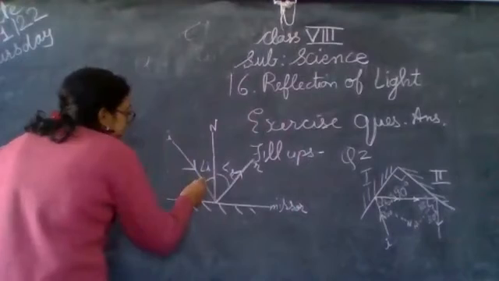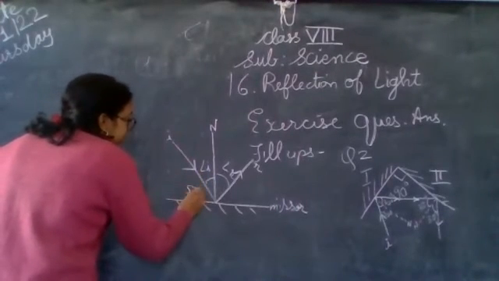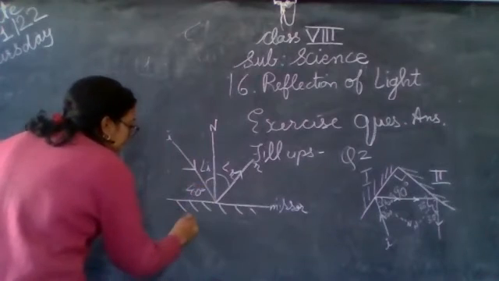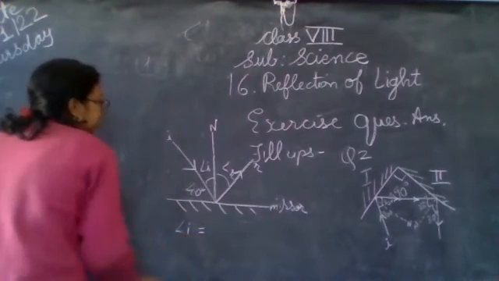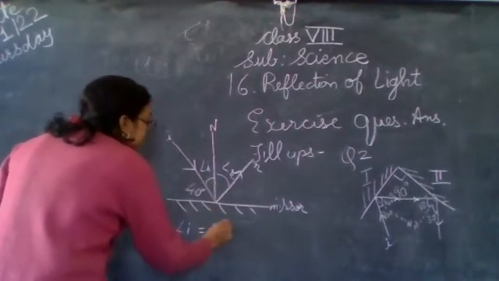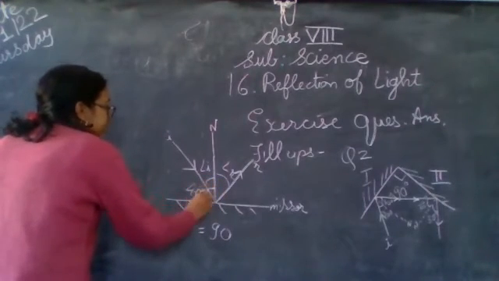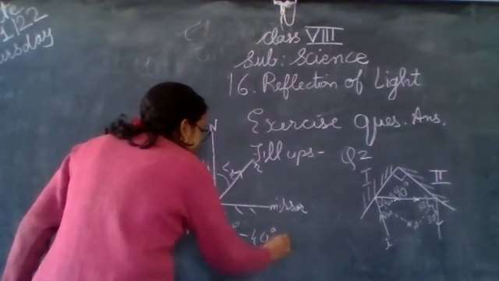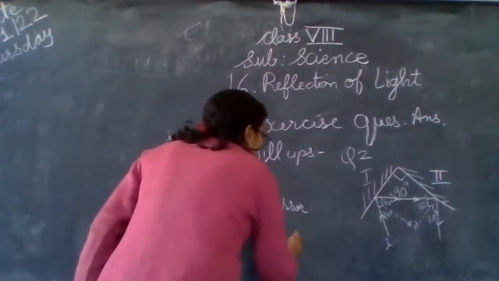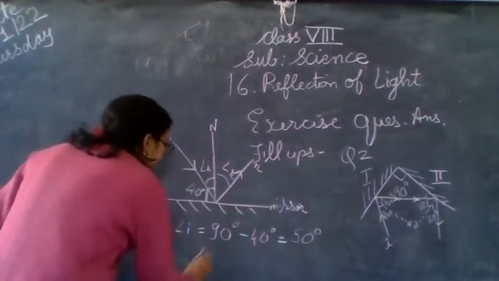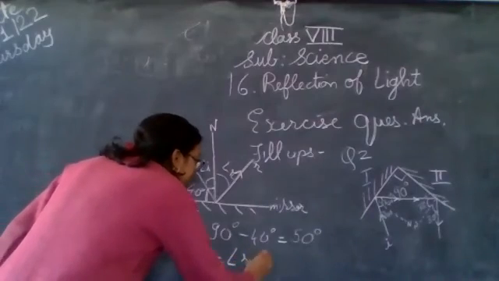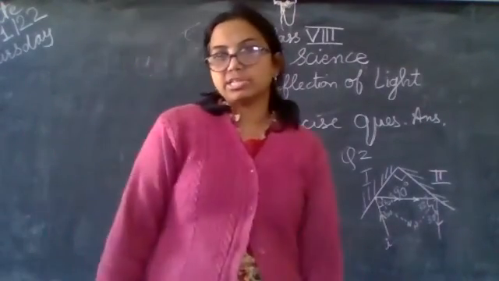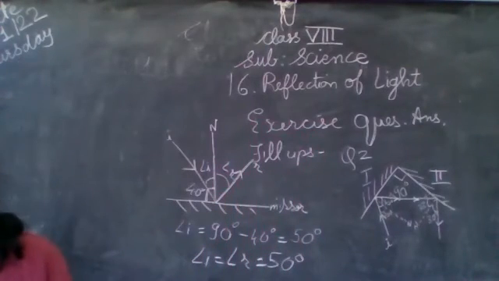Here you see what they are telling in this problem. This angle is 40 degrees. So angle i, if I want to find out, will be equal to 90, because the normal is always at 90 degrees, minus 40 degrees. That will give you 50 degrees. And angle i is always equal to angle r. Therefore, angle r is also 50 degrees. So that's a simple problem that you can solve very easily.